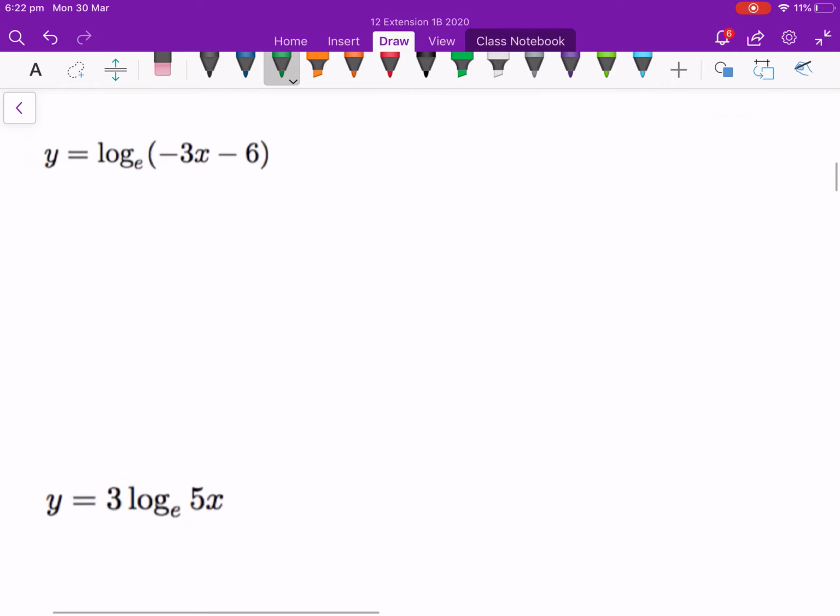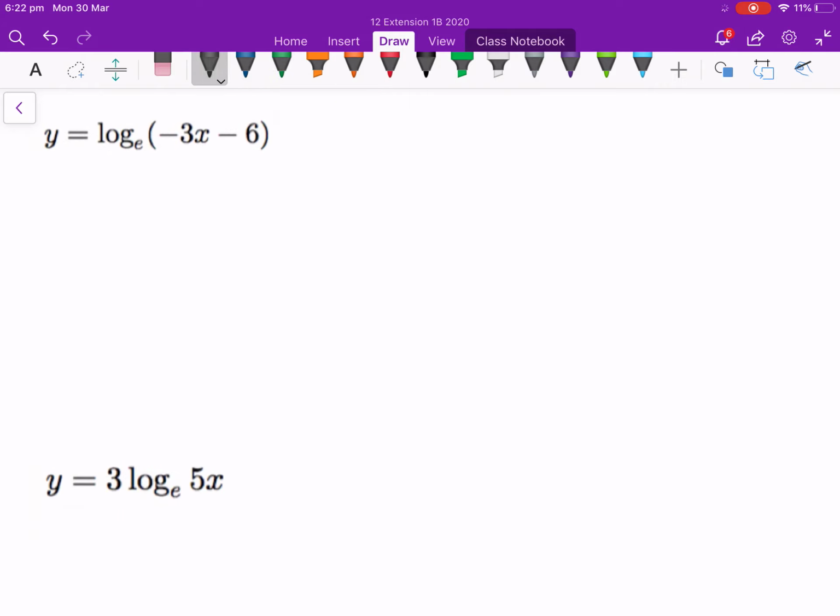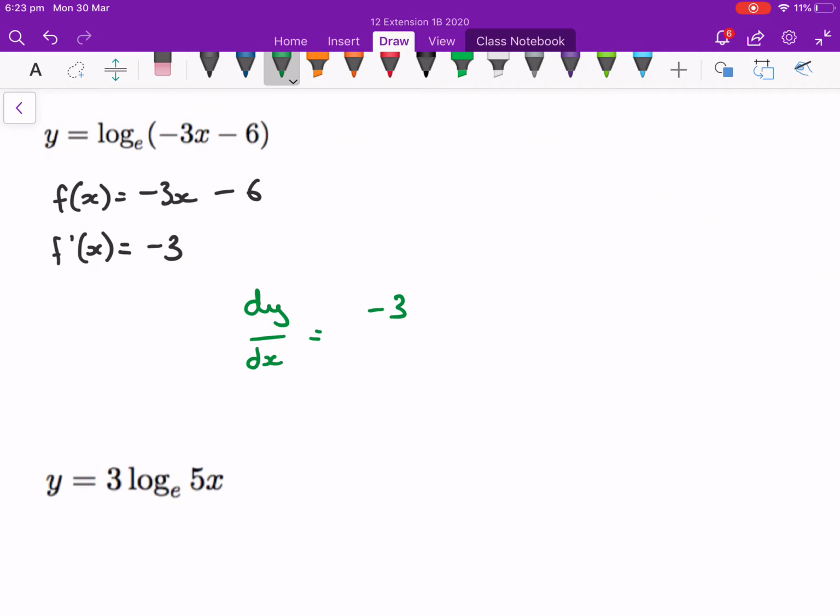Right, moving on. Similar question, but we've got some negatives involved here. Not that that changes things. So we'll let f of x equal negative 3x minus 6. F dash of x, therefore, equals negative 3. And then if we go into our derivative, dy on dx is equal to f dash of x, so minus 3, over f of x, which is minus 3x minus 6.